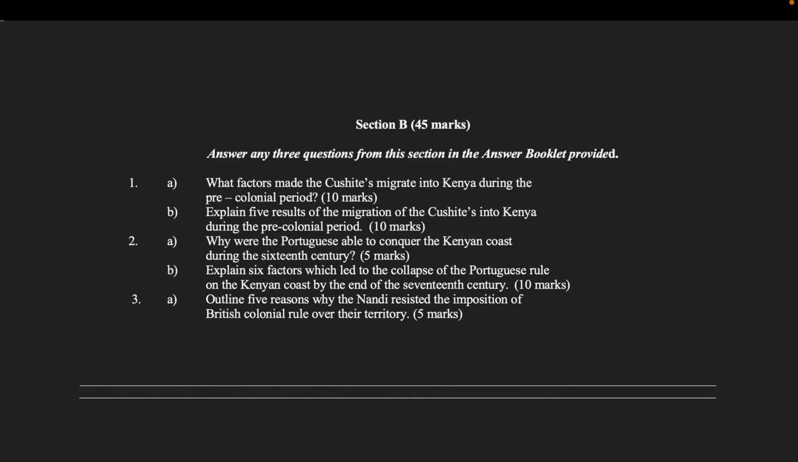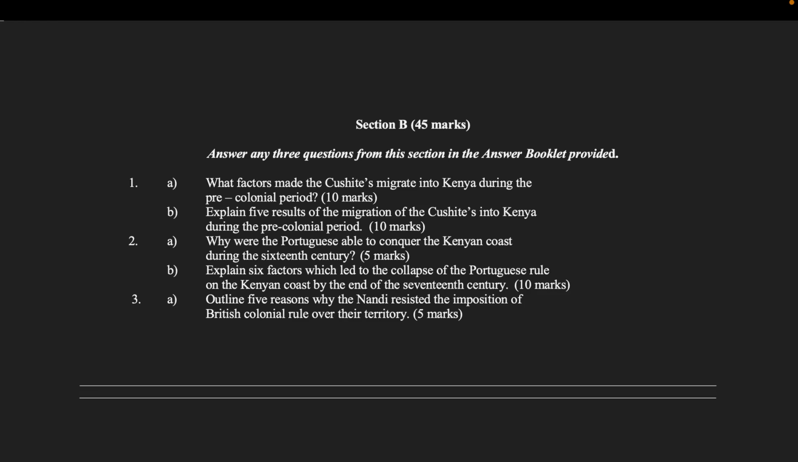Section B. 1. (a) Give factors which made the Kushites migrate into Kenya during the pre-colonial period. Hostile neighbors in their homeland. Succession disputes, feuds, family conflicts. Search for pasture for their livestock. Natural calamities such as drought, disease. Search for land for settlement. Population pressure. Spirit of adventure.